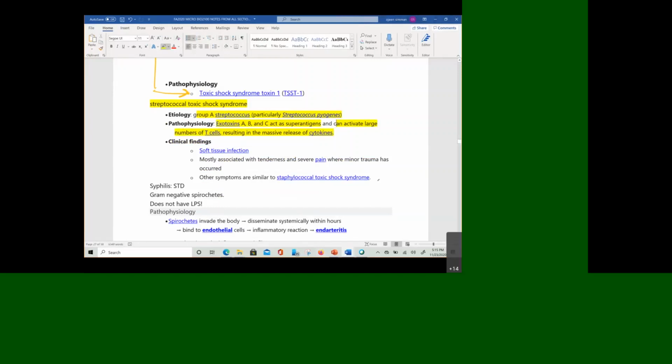So the signs and symptoms are going to be similar to the staph toxic shock syndrome clinical manifestation, except that in this case, you would see a soft tissue infection where it's manifested with severe pain and tenderness to palpation wherever the trauma occurred.